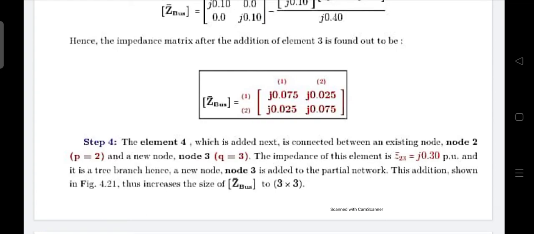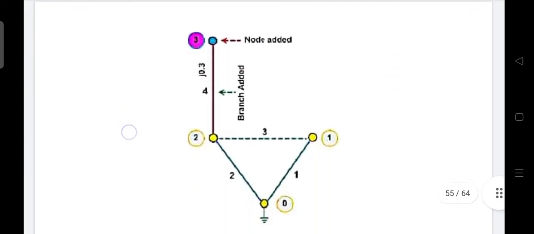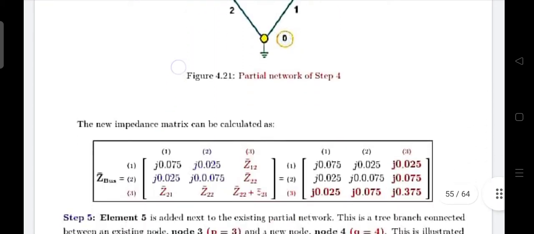Now step 4, we already completed 3 elements. Now fourth element we adding is connected between an existing node 2 and a new node 3. Means we are adding a new bus, so it will give us the order of now 3 cross 3. Okay, and the modification of 2, and the impedance of this new line is 0.3.